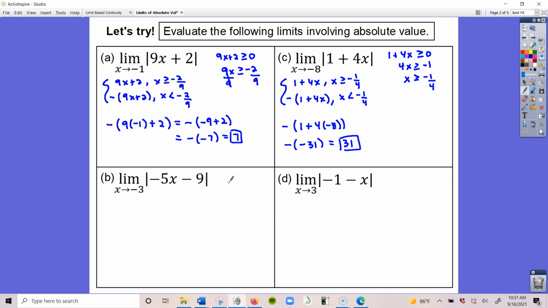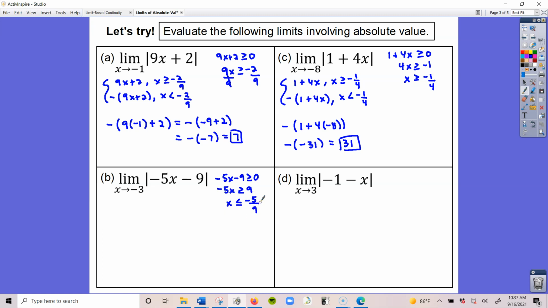Now let's look at this one over here. We have the limit as x is approaching -3 of the absolute value of -5x minus 9. So we're going to take that -5x minus 9 and find our first inequality. Add the 9, so we get -5x is greater than or equal to 9, and then divide by -5. Now remember, when you are working with inequalities, if you ever divide or multiply by a negative, the inequality symbol will change direction. So x is going to be less than or equal to -5/9.